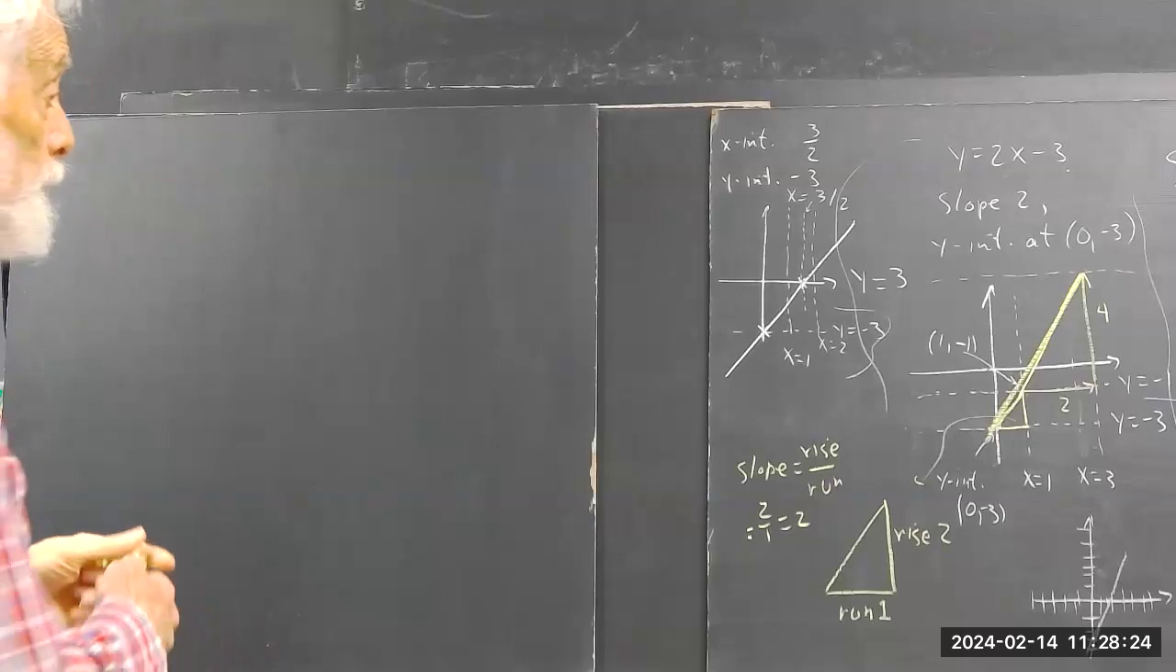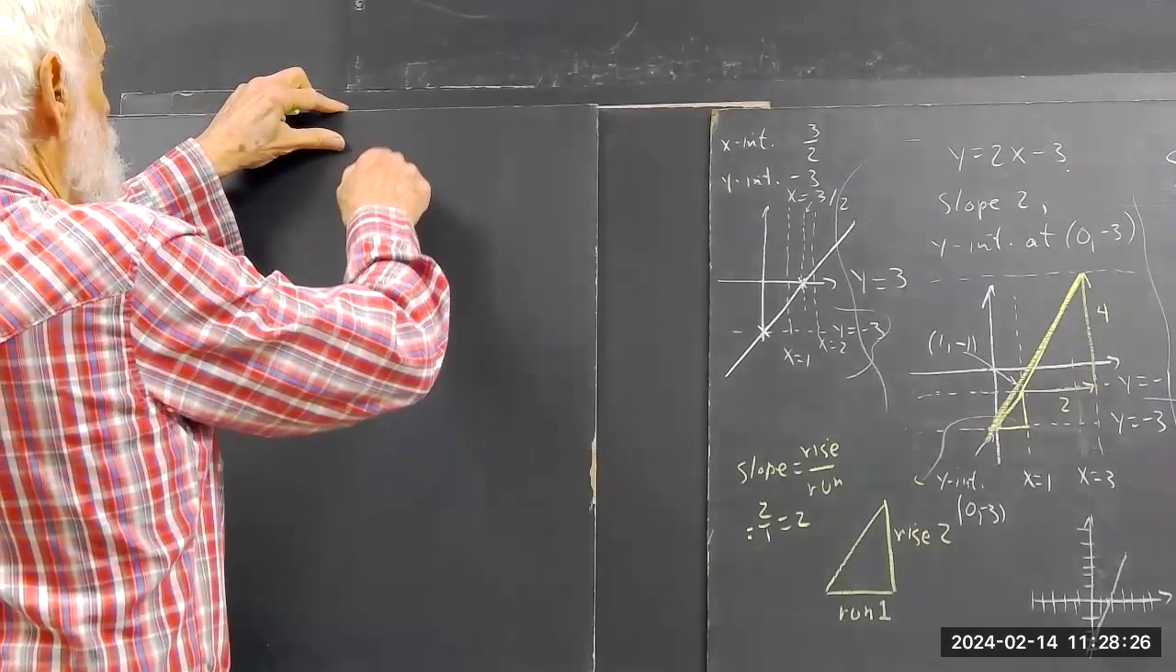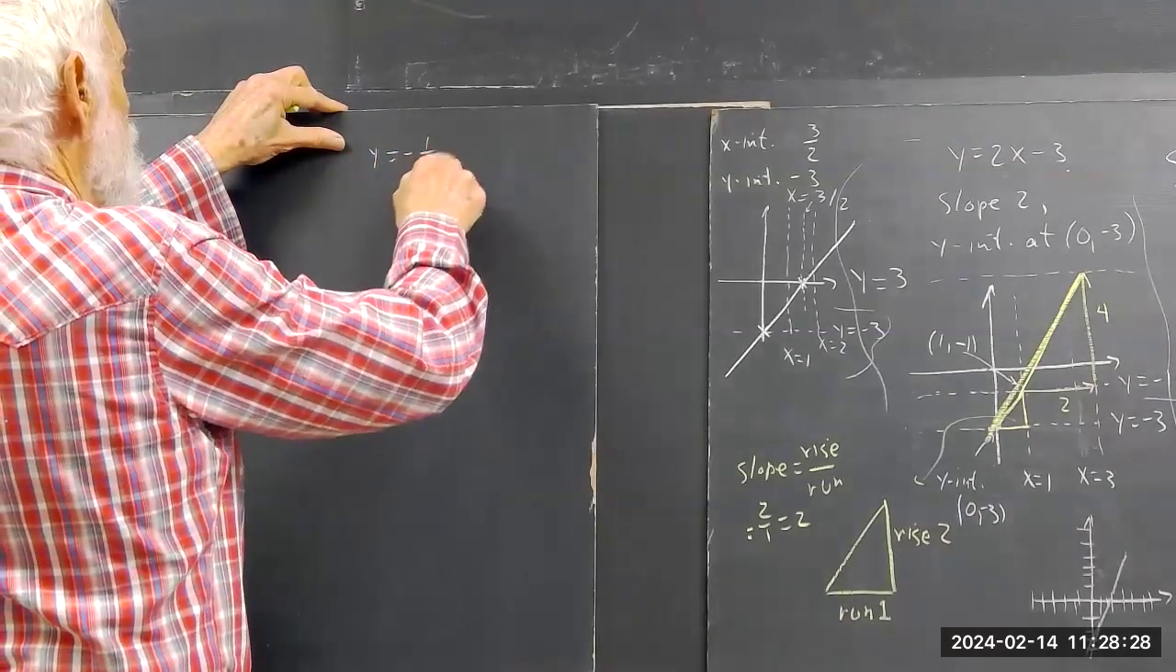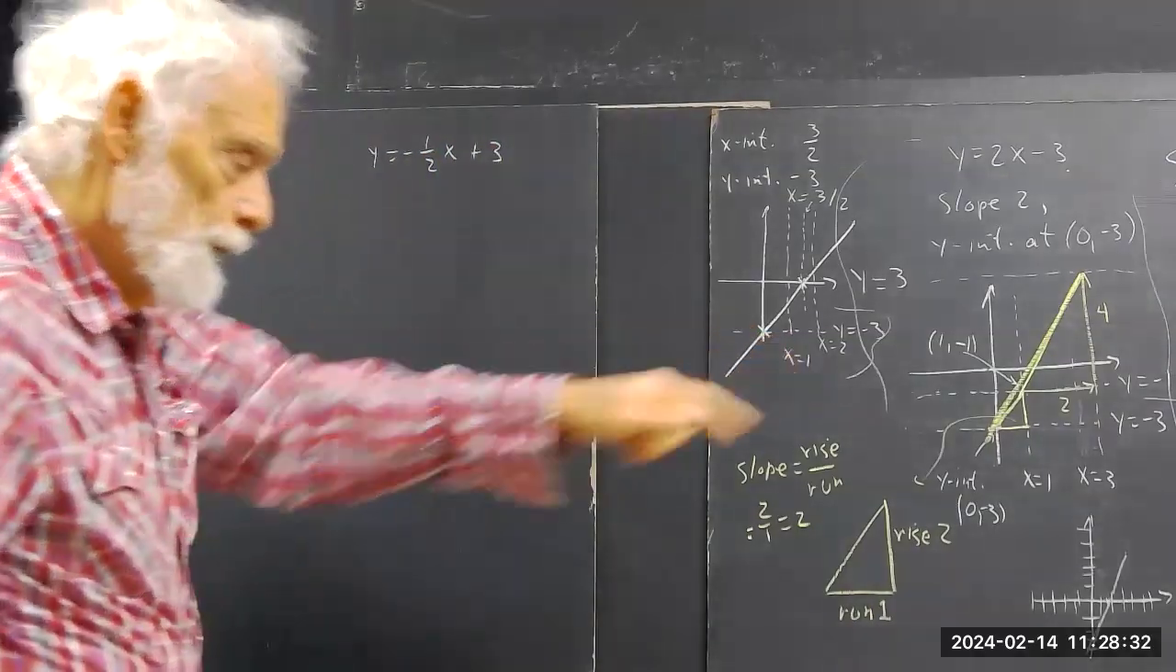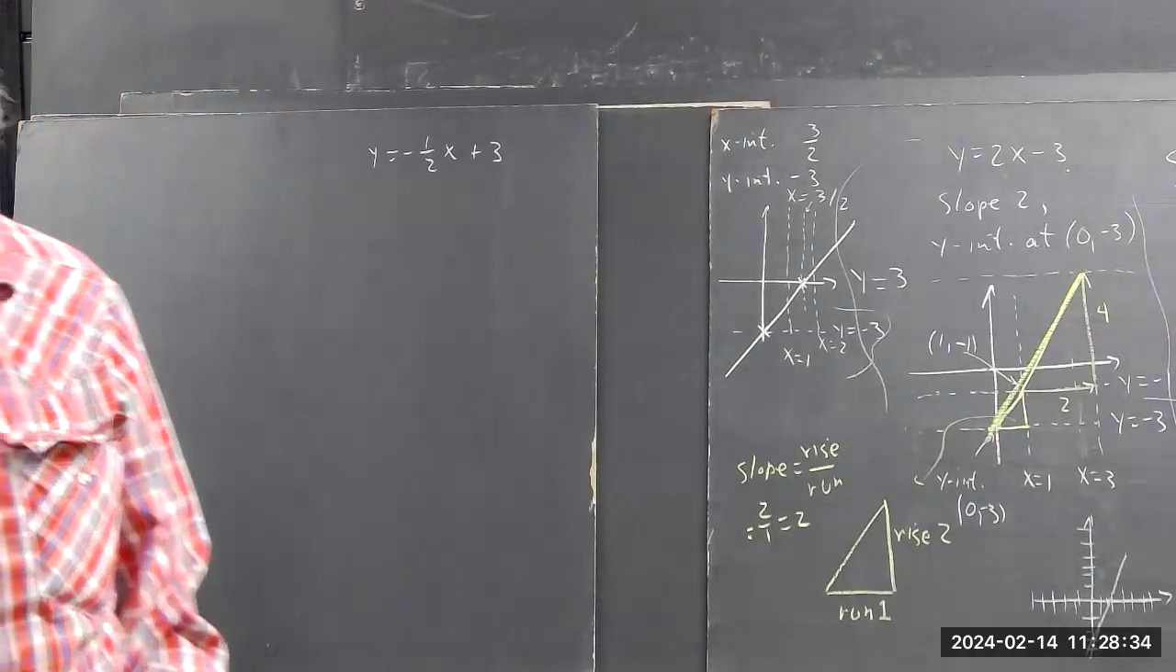Okay, so let's take y equals -1/2 x plus 3. Imitate what I did and find the intercepts.